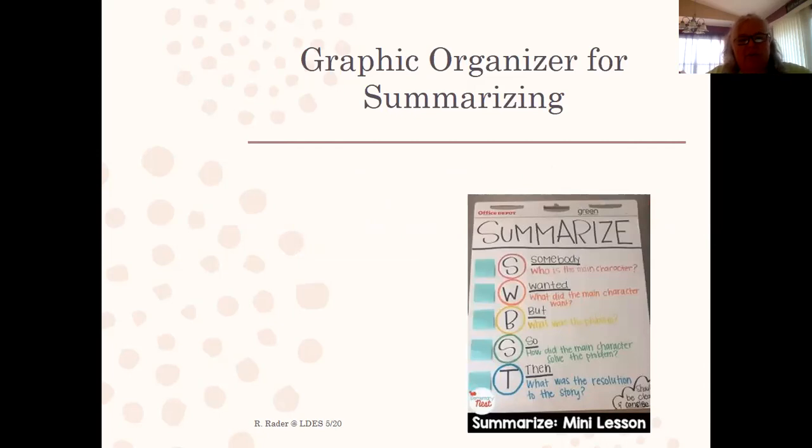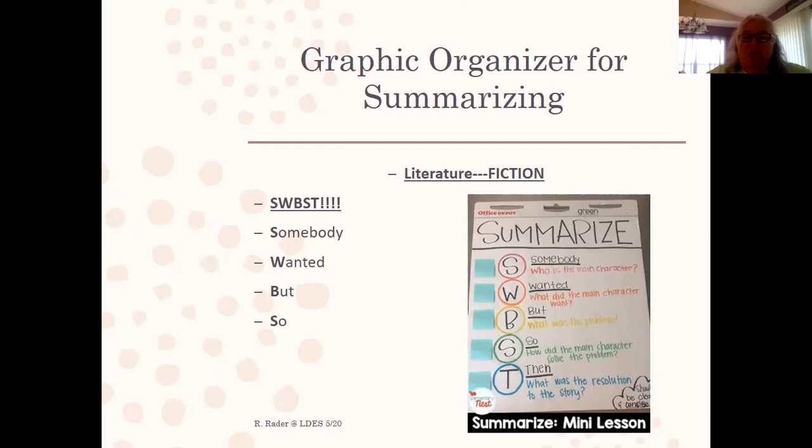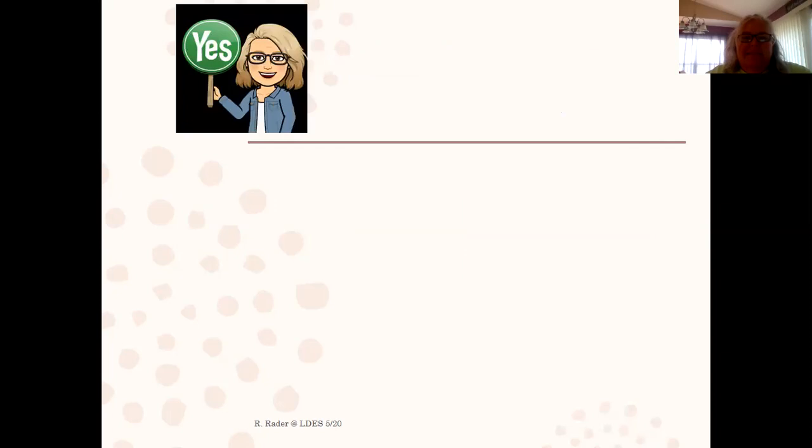Yes, I know you know this one. SWBST. What in the world does that stand for? Well, we use this when we summarize fiction or literature text. And that's somebody, wanted, but, so. The last one is then. Very, very good. I know you all love this one the best. So, yes, you do. I know.